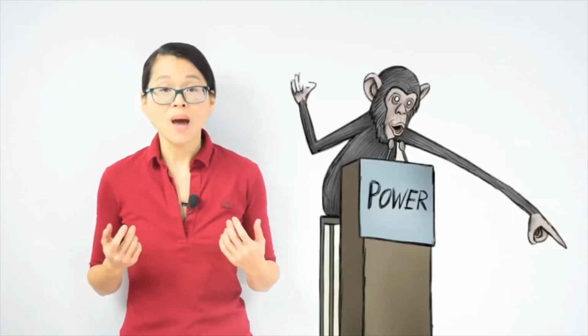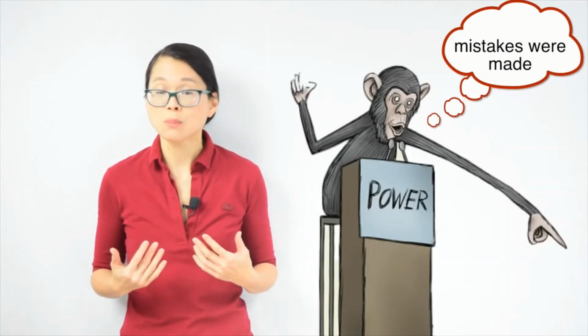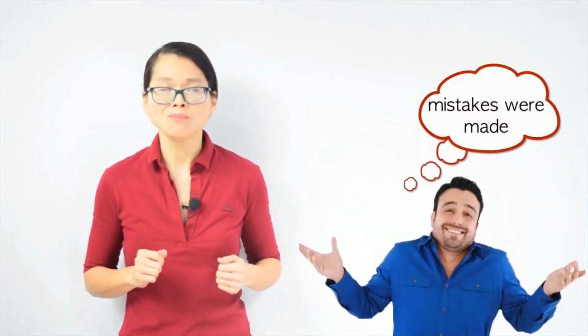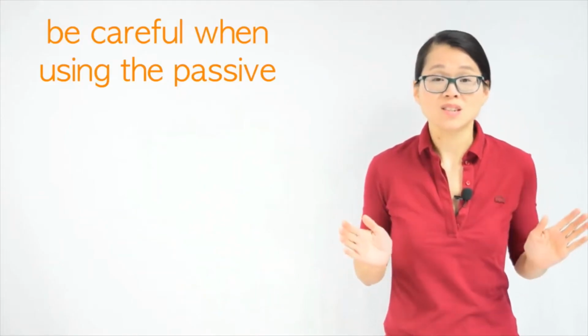Think of all the people in power who use the passive to avoid being blamed for mistakes they made. Instead of, I made mistakes, you might hear, mistakes were made. Yeah, right. I think I know who made them. Sometimes the passive isn't necessary. Sometimes it's okay to put in those details that others want to avoid talking about.